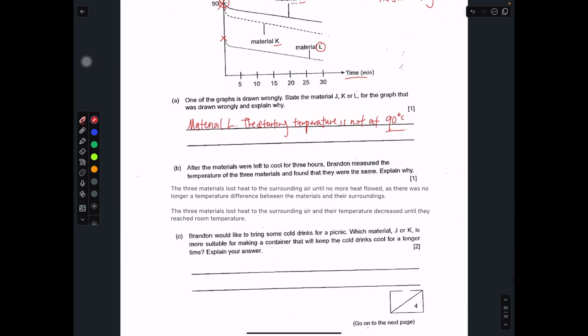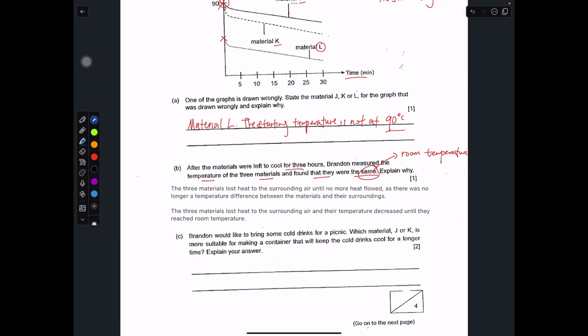After the materials are left to cool for 3 hours, Brandon measured the temperature of the materials and found that they were the same. So if it's left to cool for an extended period of time, they will reach the same temperature, and this temperature will be the room temperature. So this is how I actually explain this part.